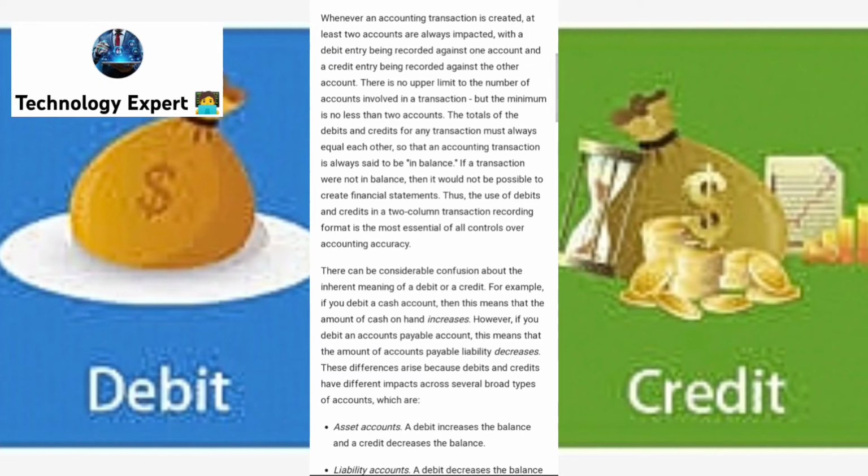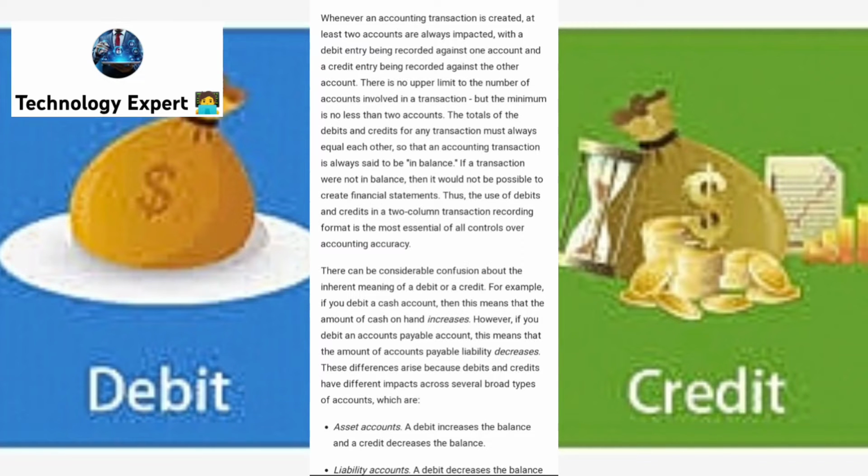There is no upper limit to the number of accounts involved in a transaction, but the minimum is no less than two accounts.